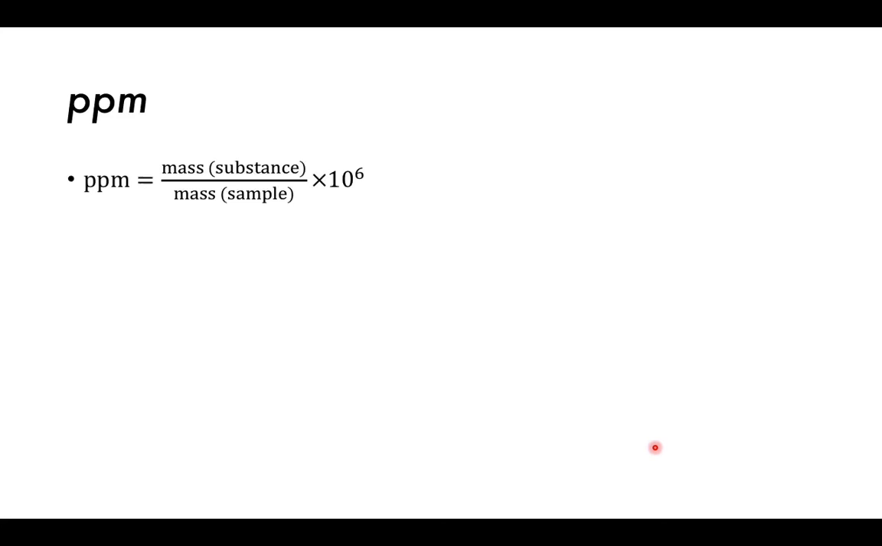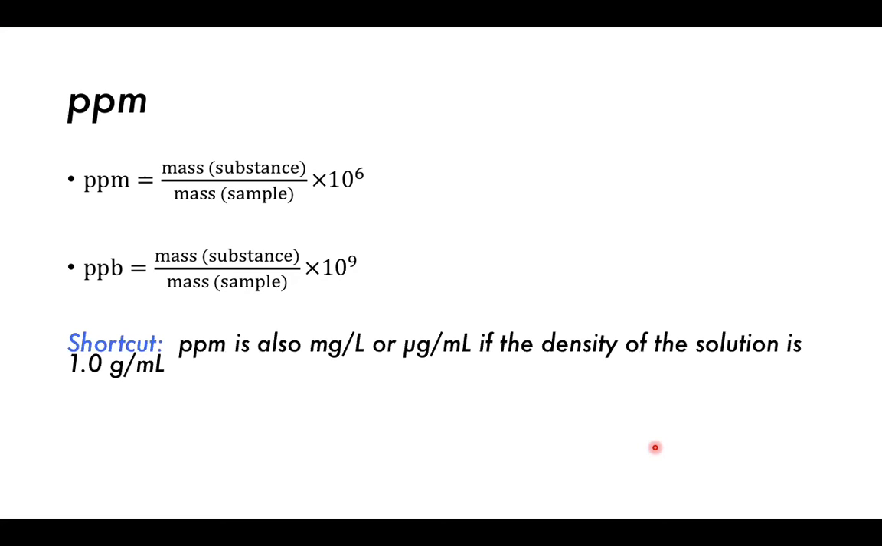ppm then, so this is the mass of the substance divided by the mass of the sample times 10 to the 6. So what's happening here is that we're kind of expressing a very small concentration. You don't really use ppm or indeed ppb whenever we're dealing with relatively concentrated solutions. There are better options available. So there are also shortcuts to this.